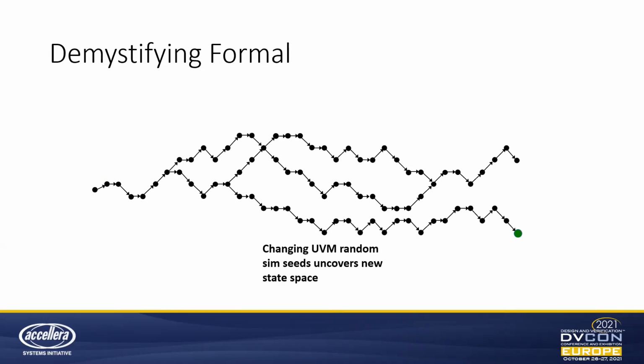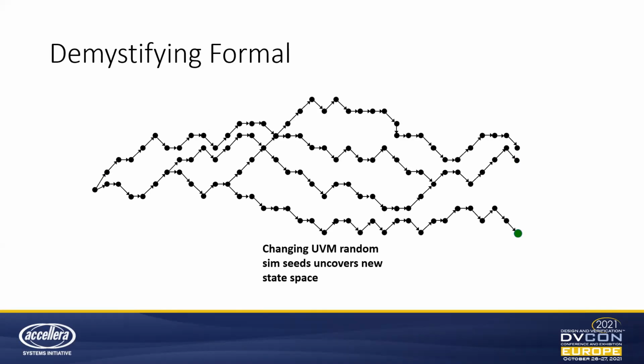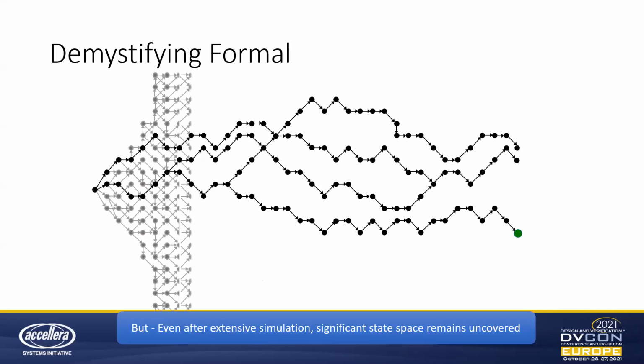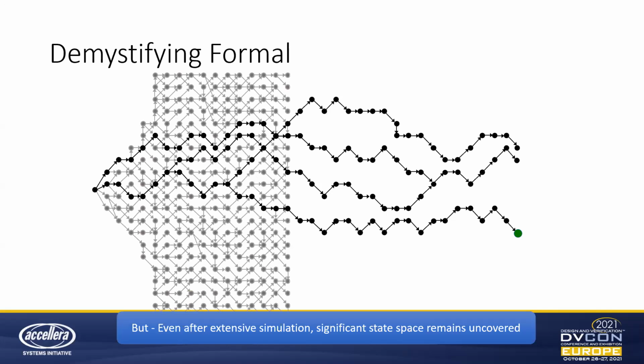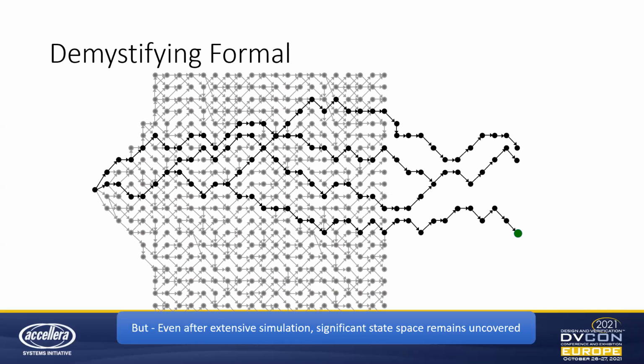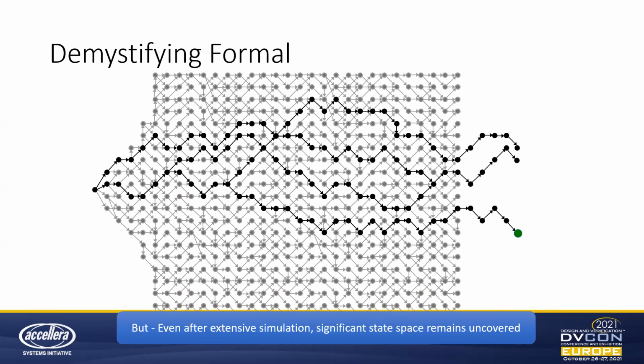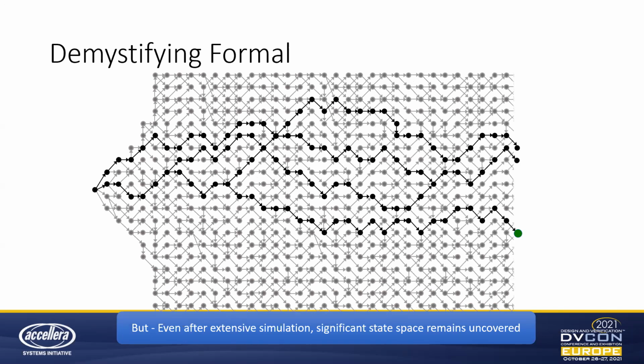One would then try to use UVM random simulation seeds to uncover new state spaces and discover more bugs. But even after extensive simulation, there is a significant state space that remains uncovered. And this state space that is left uncovered, in most cases, there are bugs that are hiding in those specific spots.